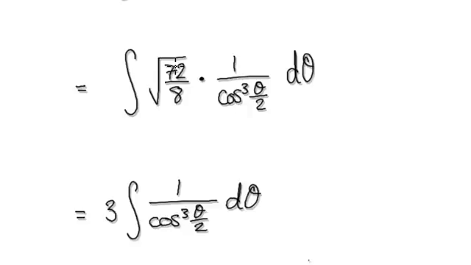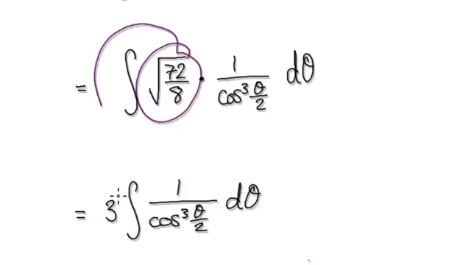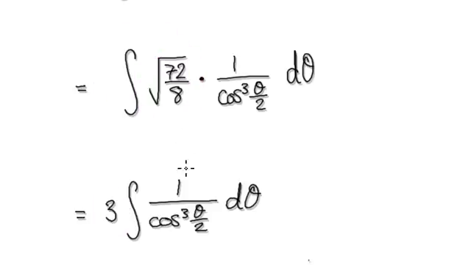Okay, and then let me think. This here is a constant. You can take it out. Oh yeah, this here is 3. You can take it out. This here is 3. I will continue in the next video.